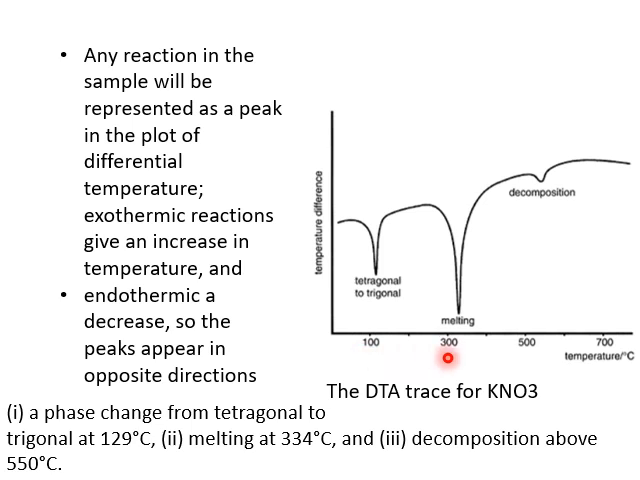When we reach 300 or somewhat more than 300, another peak is obtained because here melting of KNO3 will start. And melting is also endothermic, so a peak in the downward direction will be obtained. A third small peak is obtained after melting, when we increase the temperature further. Decomposition of this KNO3 takes place above 500, around 550 degrees centigrade; above 550 degrees centigrade decomposition of the sample will start.